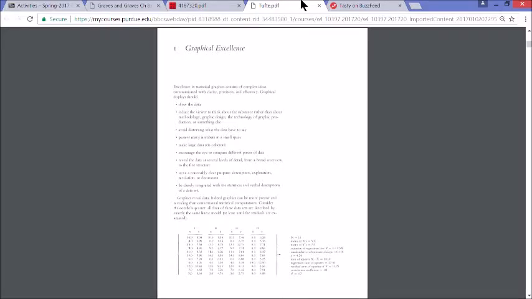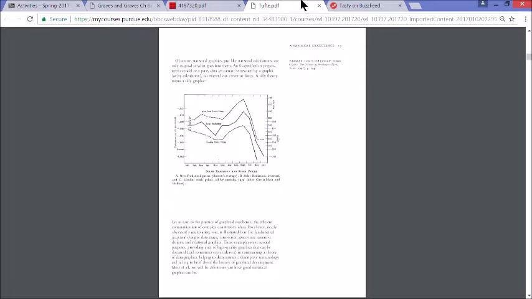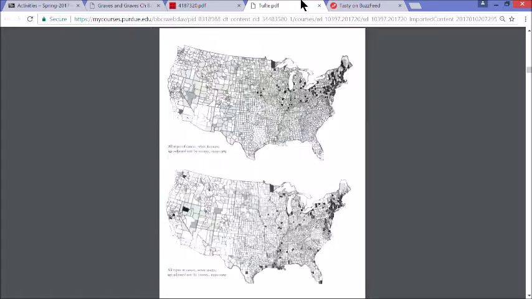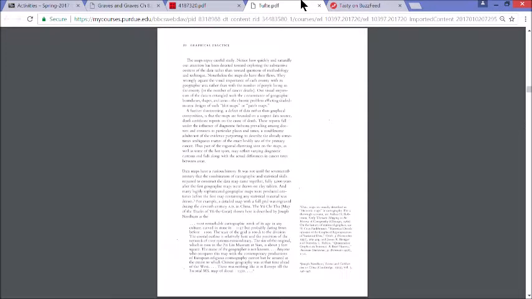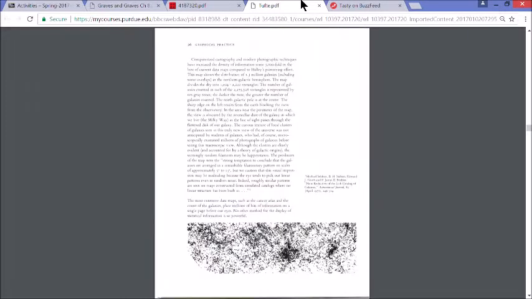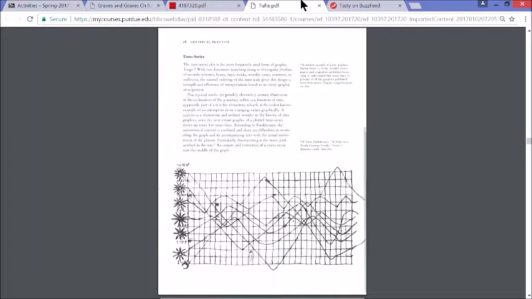What I want you to take from Tufte isn't a specific set of how-to steps for creating visuals. You'll notice that this chapter doesn't really contain much content. It's a lot of description of different types of visuals, a lot of breakdown of categories, in this case, data maps. And the next example is time series. He talks about different types of visuals, different types of data visualizations.